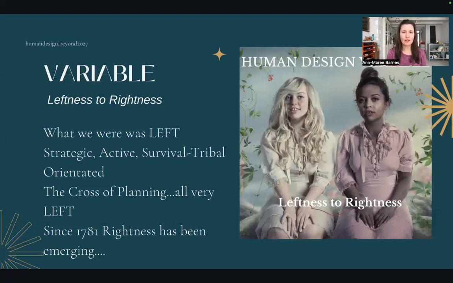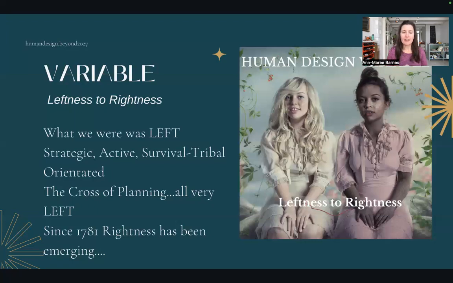And this was also very much the Cross of Planning. From 1615, when we formally moved into the Cross of Planning, it's been all very left. The Cross of Planning has all been about the bargain, the good of the collective, looking after the tribe, that lens, and building systems and structures where everybody's taken care of, very strategic and focused and active, building, building, building.